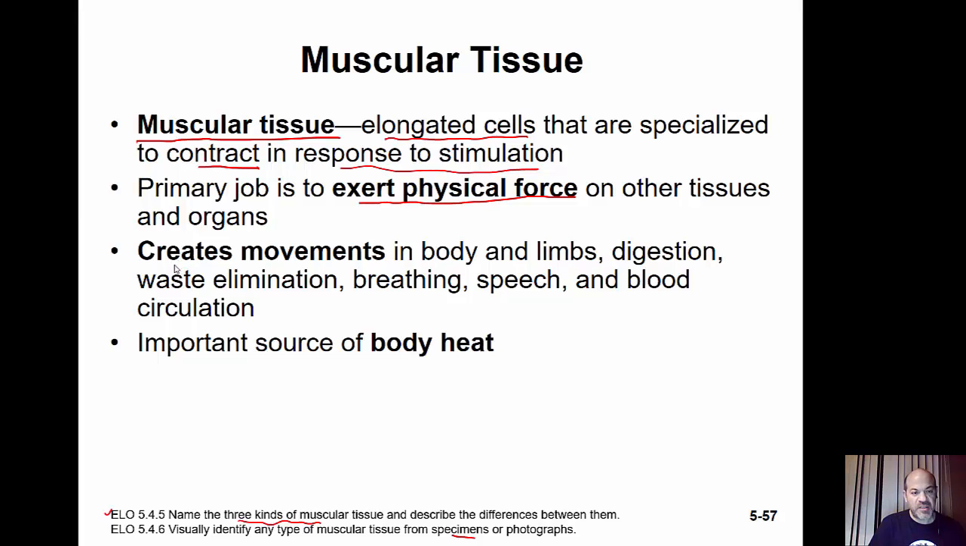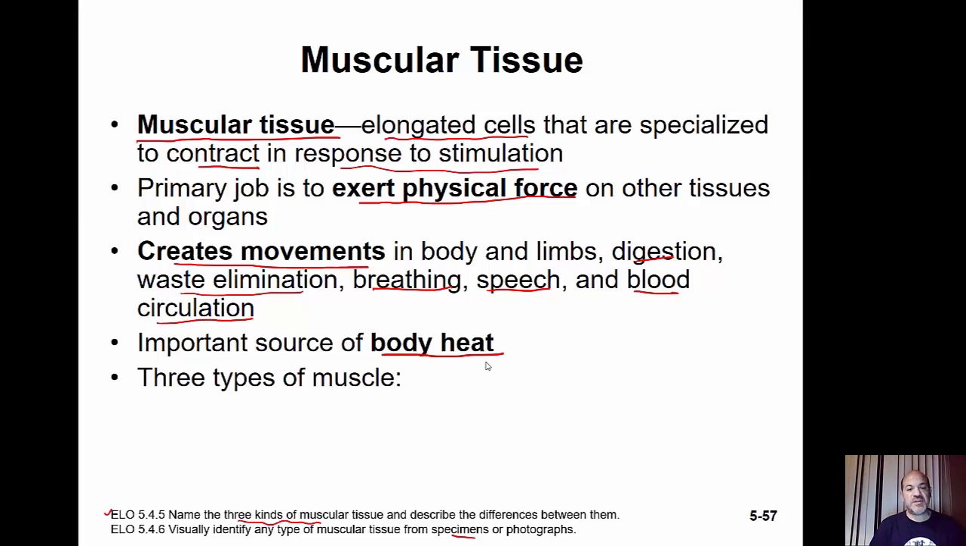This is going to basically create movements in the body and limbs. It's going to help with digestion. It's going to help with eliminating waste. We wouldn't be able to breathe without muscle. We wouldn't be able to talk. And of course, our heart pumps blood through our body, which is made of muscle tissue as well. And our muscle tissue is an important source of body heat because as these muscles contract, they do generate heat.